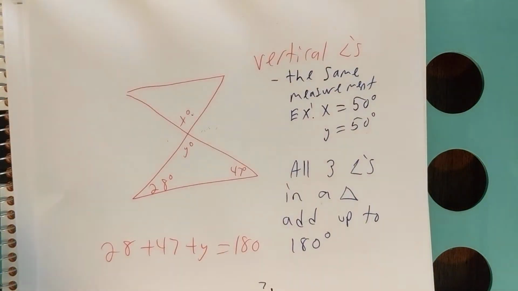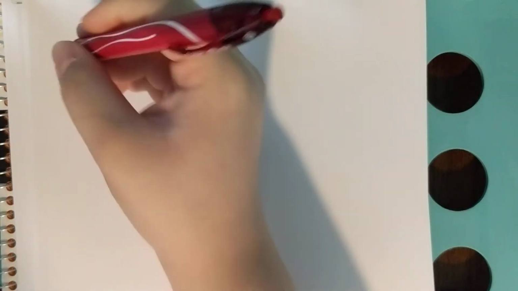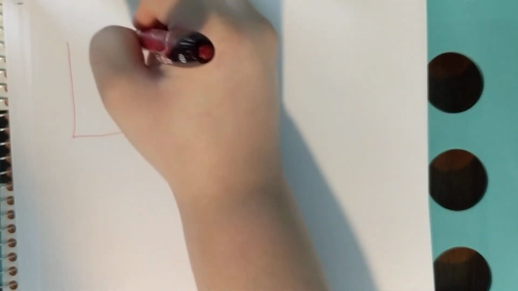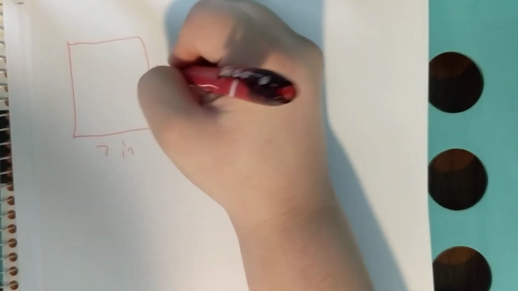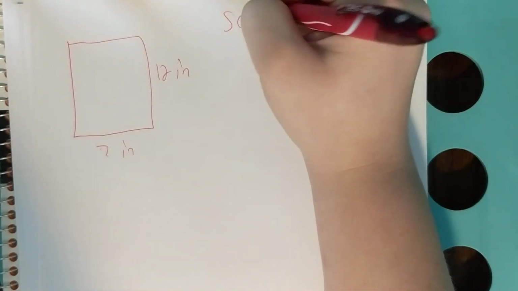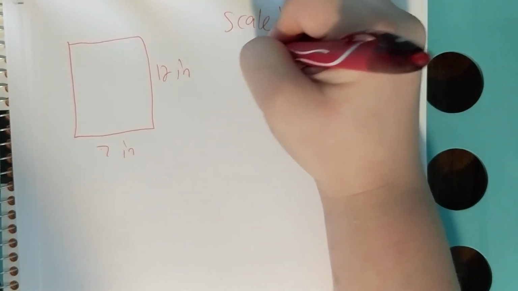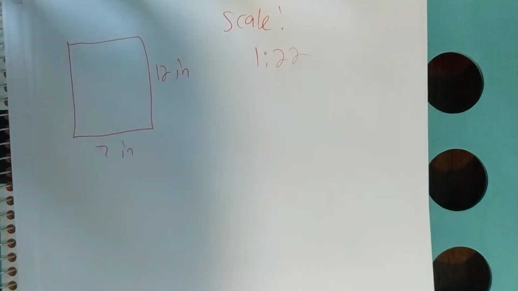Okay, go ahead and move to number 5. So number 5, it says a scale drawing of a room is shown below. The scale is 1 to 22. So I have 7 inches and 12 inches. My scale is 1 to 22. And they want me to find the area.